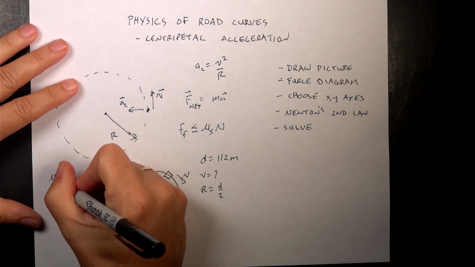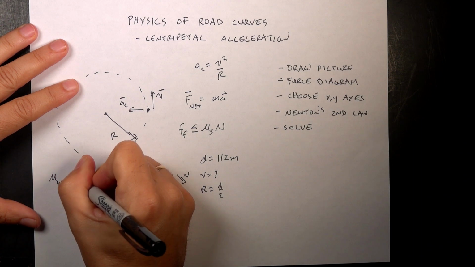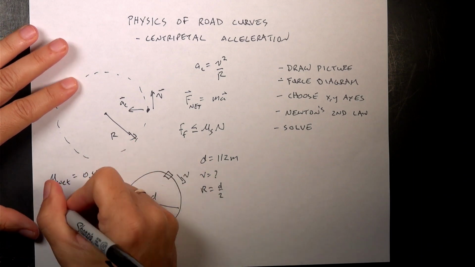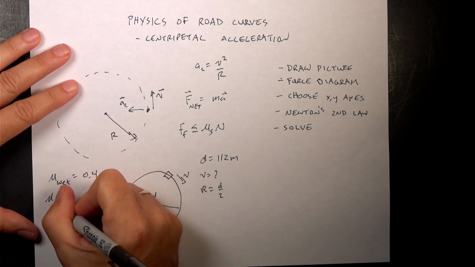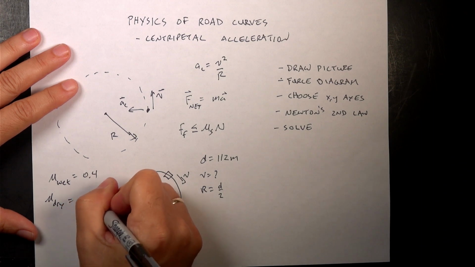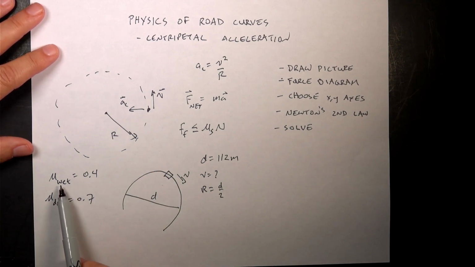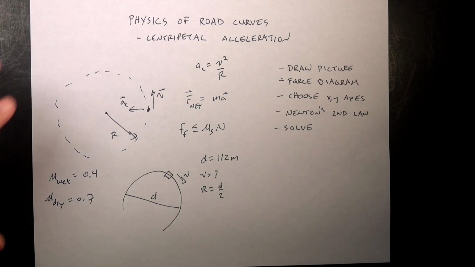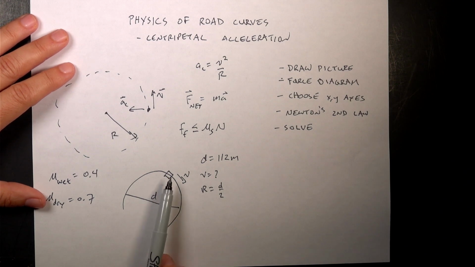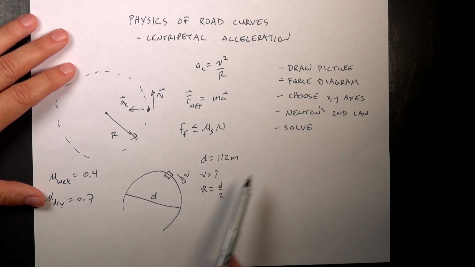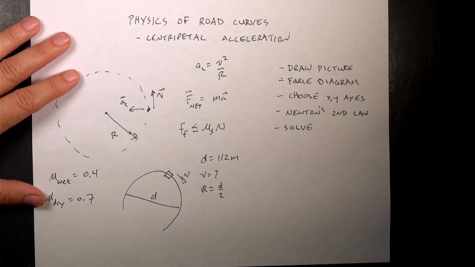So mu wet for a car is 0.4. Mu dry is 0.7. So the coefficient of static friction between a tire and the road when the road is wet is 0.4, and when it's dry it's 0.7. I looked that up. Okay, so we've got our picture, but we really need to draw a force diagram in order to get this part right here.